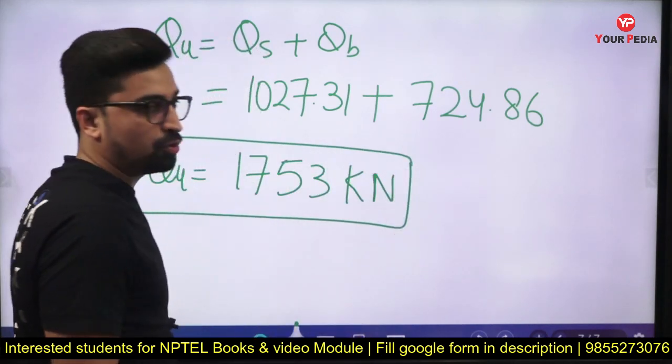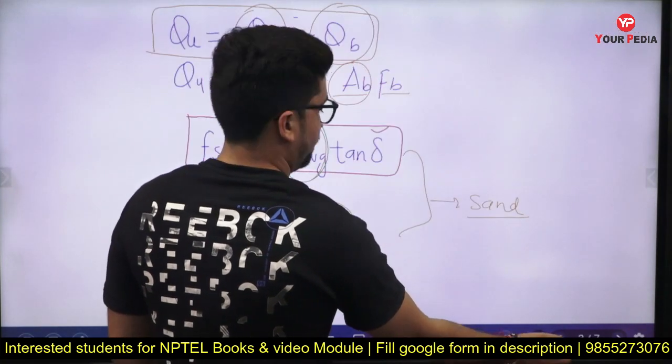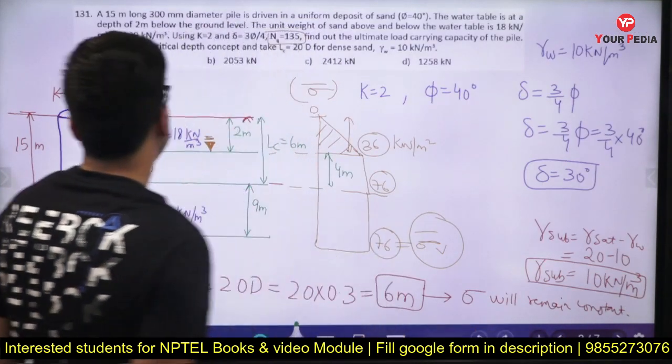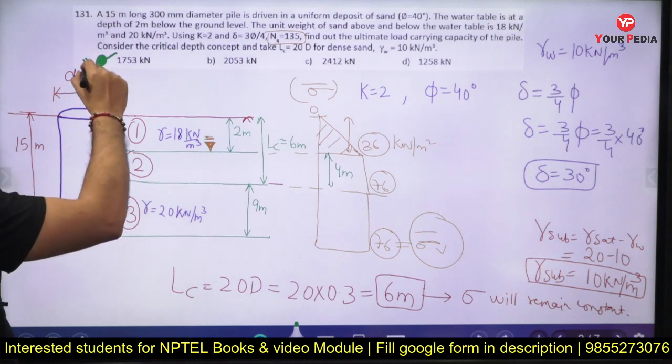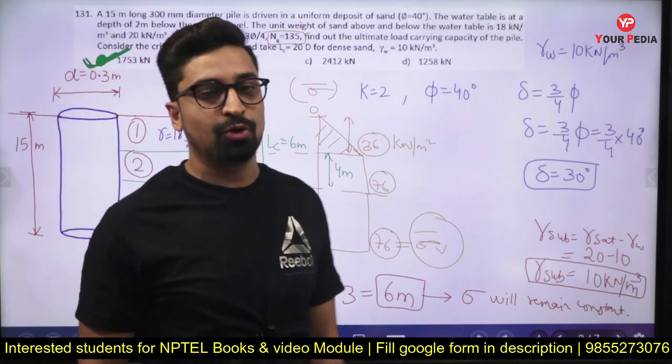So now let us come back to our options, and you will get the correct answer as A, which is given as 1753 kilonewton. So the correct answer to this question will be 1753 kilonewton.